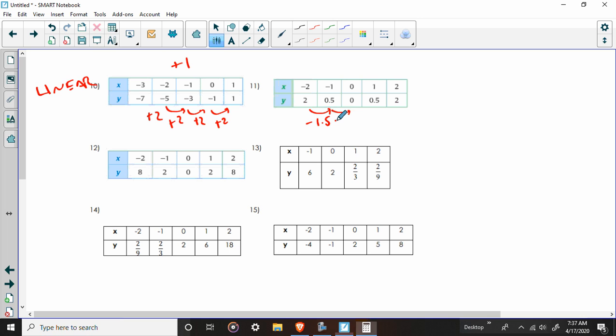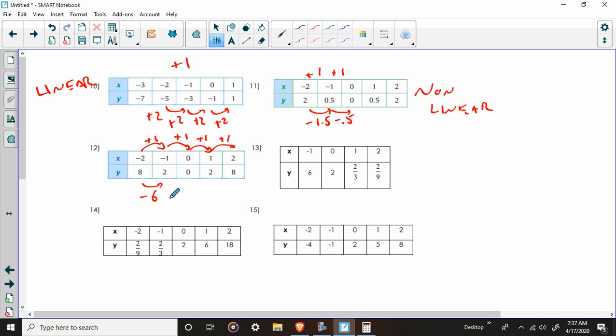Okay, so again, these change by plus 1 each time, and this changes by different numbers. This is non-linear. Okay? So again, I'll do one more of these, then we've got to get into some more advanced things. Okay? So again, these are all changing by 1. So this is plus 1, plus 1, plus 1, plus 1.